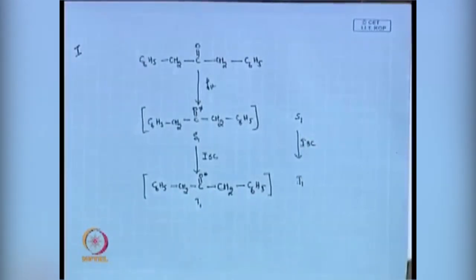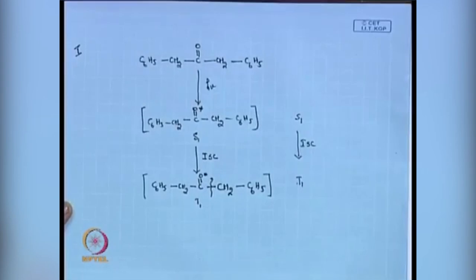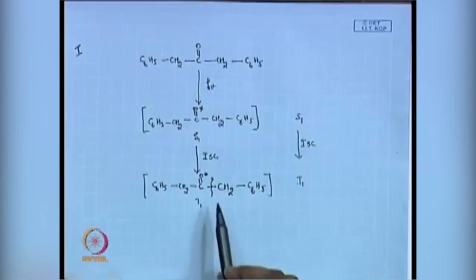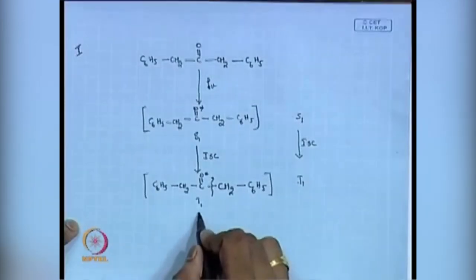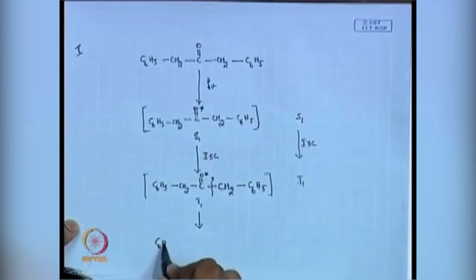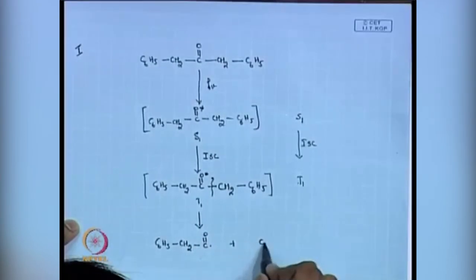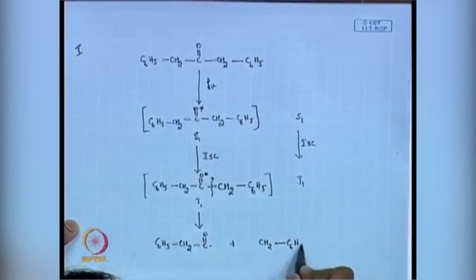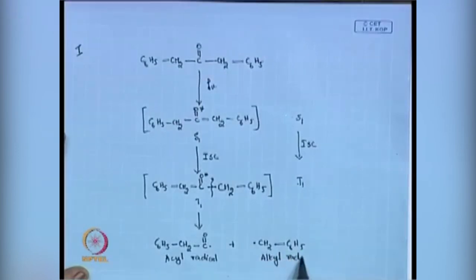So, now what happens? Now, this alpha cleavage, alpha to your carbonyl, that particular bond can cleave in the excited state. It can be this side or it can be on the other side, both are same since you have taken a symmetrical type of molecule. So, what you are getting? You are getting an acyl radical and you are getting an alkyl radical.